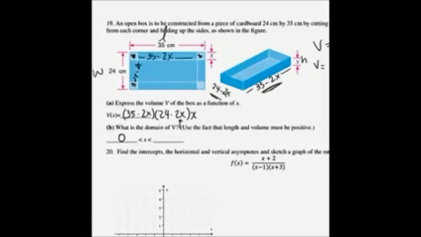So because of that, x right here, it's got to be less than 12, otherwise that factor here would be negative. We don't want that. So the domain is x is anything between 0 and 12.